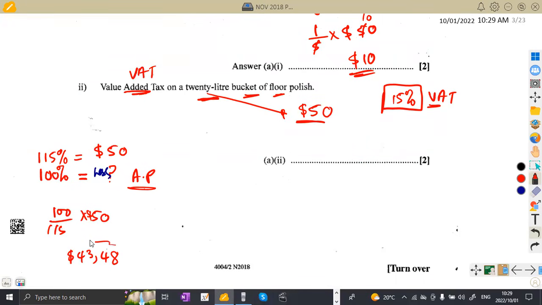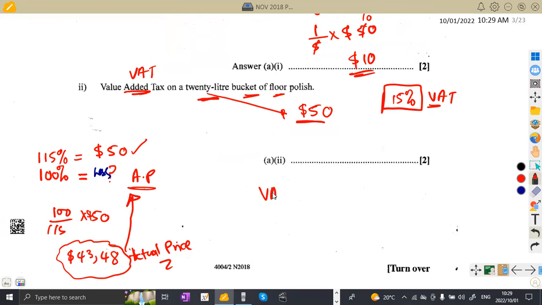So 43.48 is the actual price. This is your actual price here. So the actual price before the VAT was involved, before we talk about the VAT here, we had it at $43.48. Now we added 15% and we got $50. So what is the VAT?